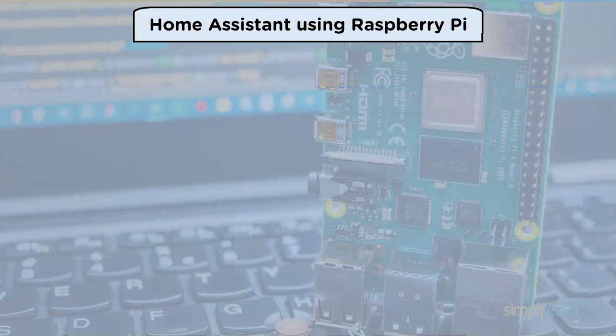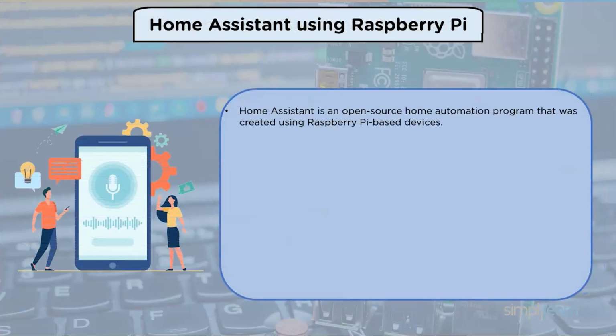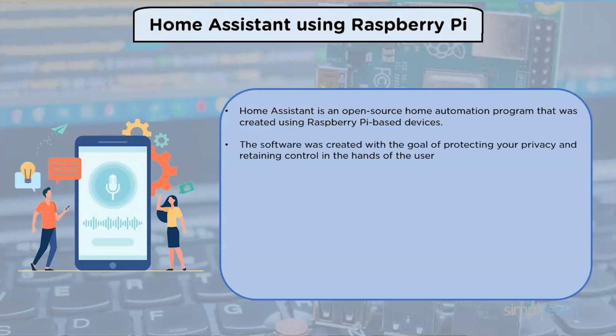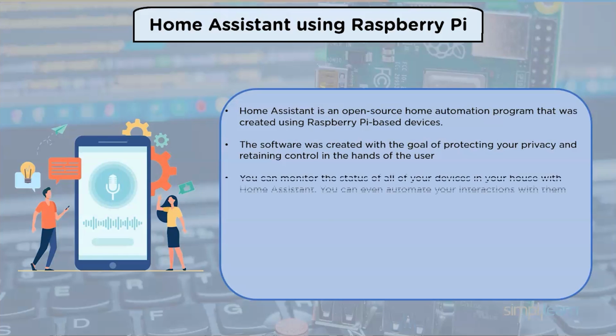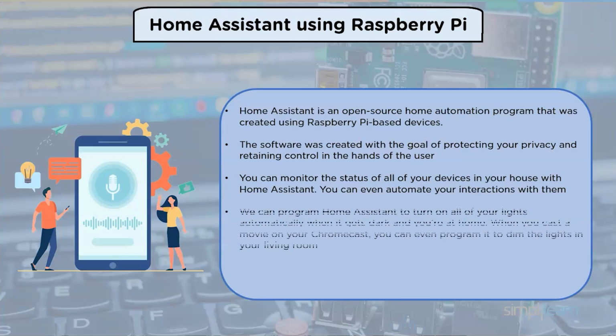Home Assistant using Raspberry Pi. Home Assistant is an open source home automation program that was created using Raspberry Pi based devices. The software was created with the goal of protecting your privacy and retaining control in the hands of the user. You can monitor the status of all of your devices in your house with Home Assistant. You can even automate your interactions with them.